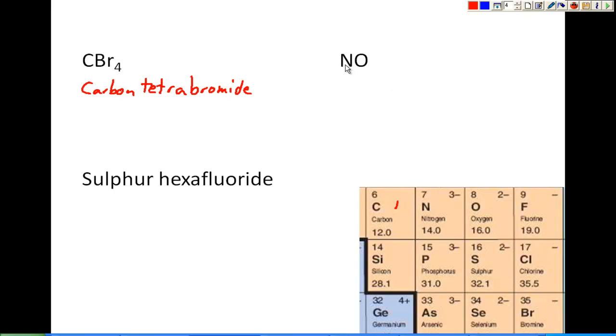Again, nitrogen, we do not write mono, so I'm just going to write nitrogen. We have 1 oxygen, so it gets the prefix mono. We don't want 2 O's right beside each other, so instead of having monooxide, we're just going to have monoxide.